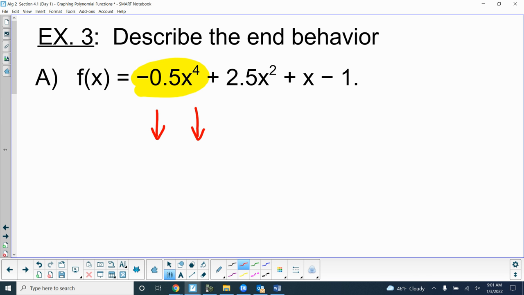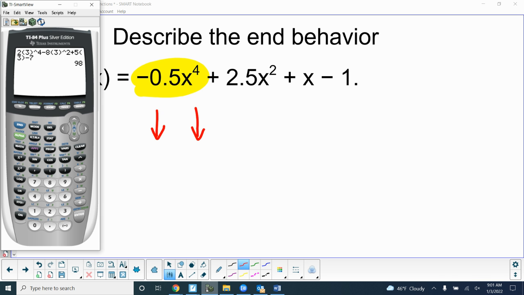All right? If we look at that on our calculator, go to our y equals, negative 0.5 x to the fourth plus 2.5 x squared plus x minus 1, and hit graph, are both ends going down? They are, aren't they? Okay.